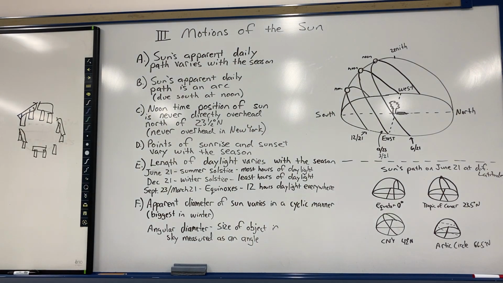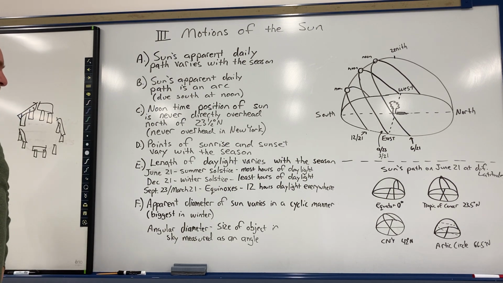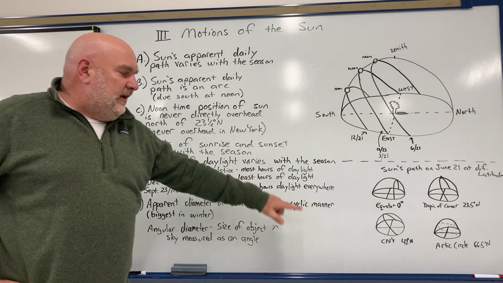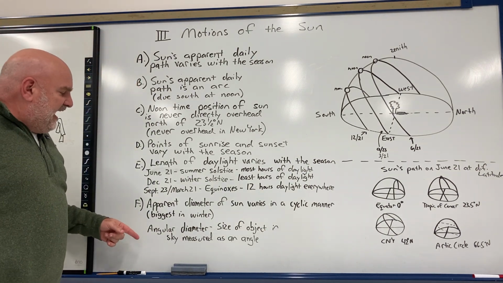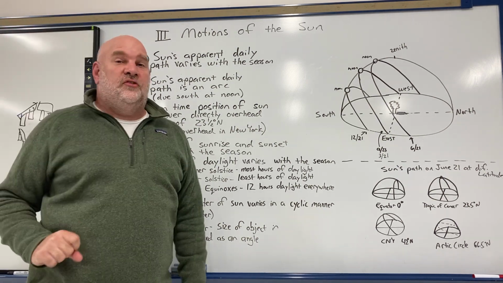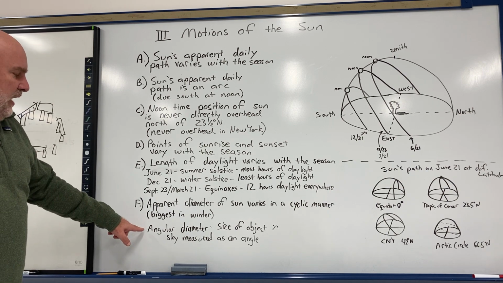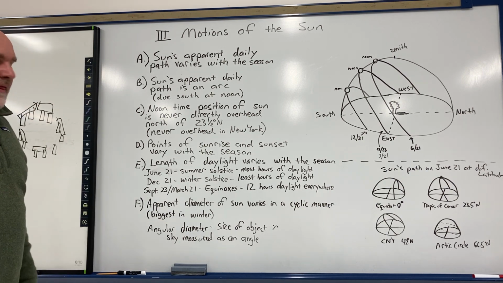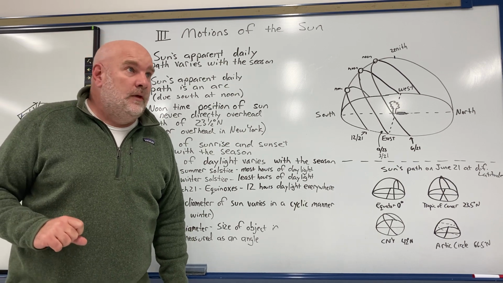All right, lastly here, now if you look at the sun and you look at the size of the sun, what we find out is that the size varies in a cyclic manner. Now, how you describe the size of things in the sky, you don't just hold up a ruler and go, oh yeah, the sun looks 2 centimeters. How you describe the size of things in the sky is by describing its angular diameter. This is how big the object looks measured as an angle.